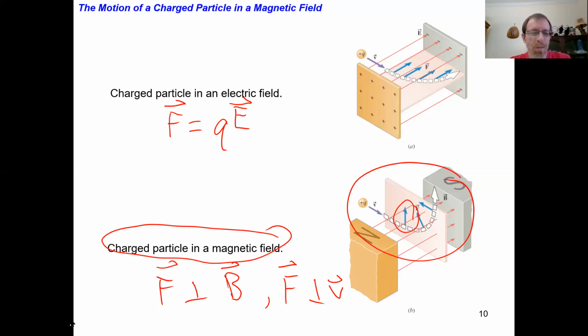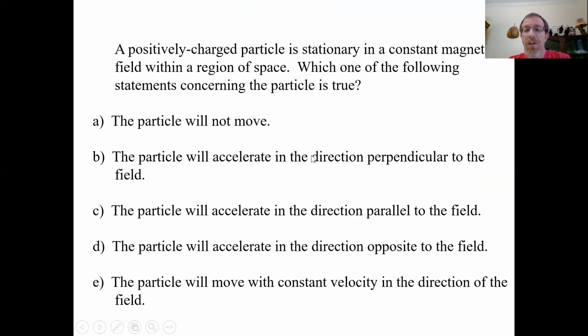So let's see what's next here. We've got a question. This question says that we've got a positively charged particle. It's moving in some region of space that has a magnetic field, or actually, what's it say? I misread it, I'm sorry. It says it's stationary in a constant magnetic field. Which of the following statements has to be true? Pause the video, think about it. Here's the answer.